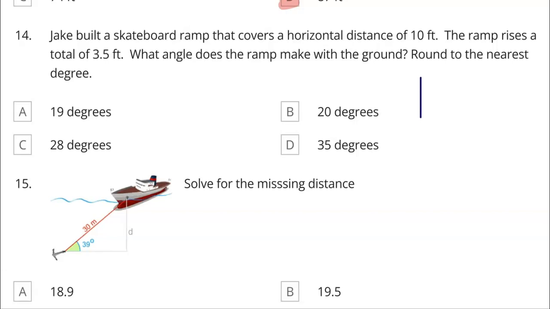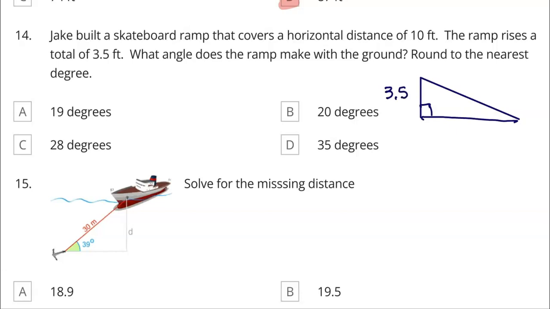Okay, so first off, you've got to understand what this looks like. Everything's going to be right triangles. So if you start out with a right triangle, that's going to help you. He built a ramp. Okay, so here's our ramp. It says the ramp rises a total of 3.5 feet. Well, that must be the rise, here.